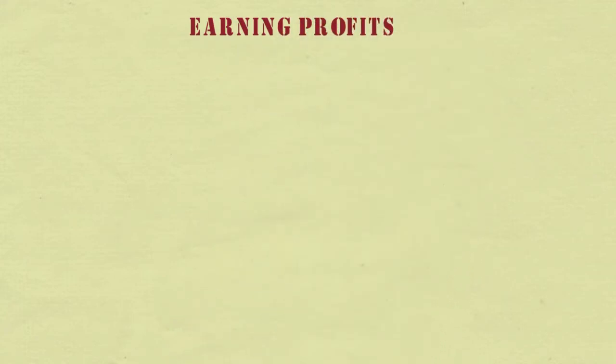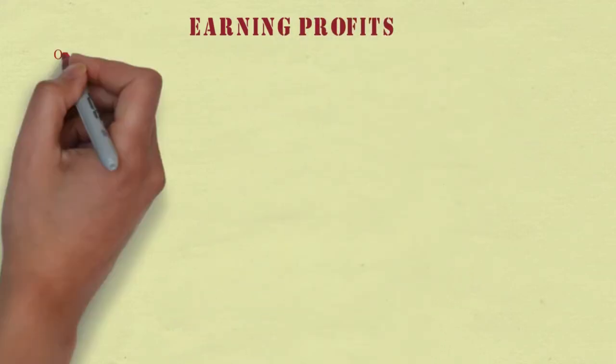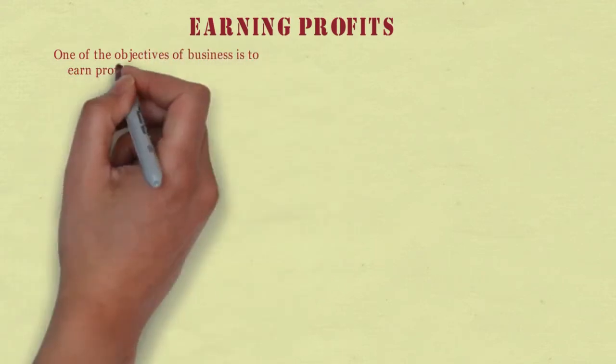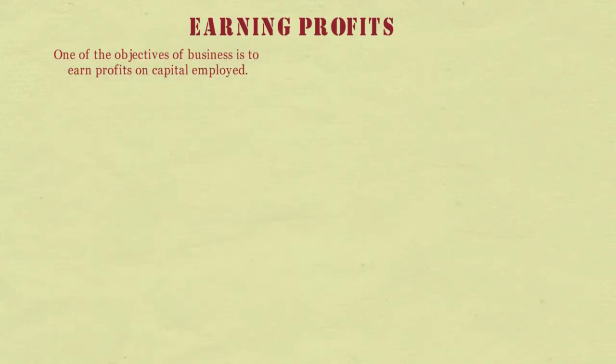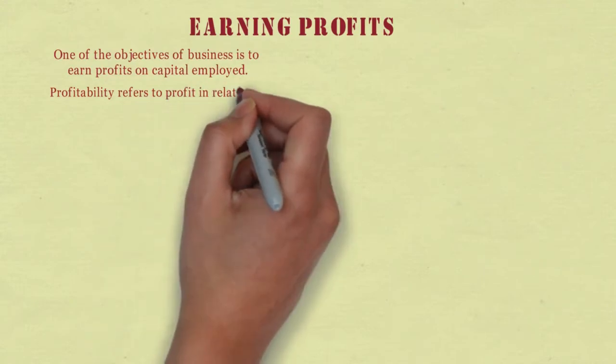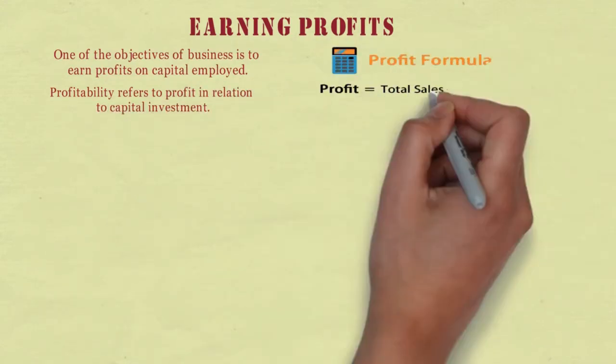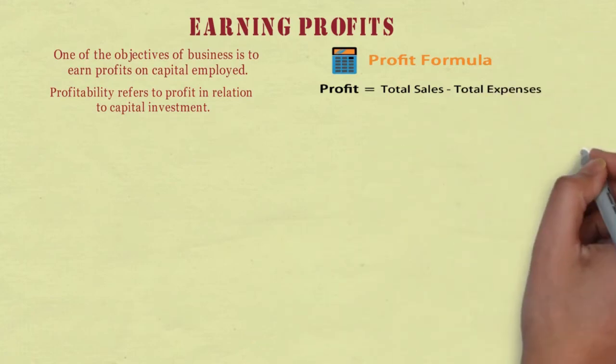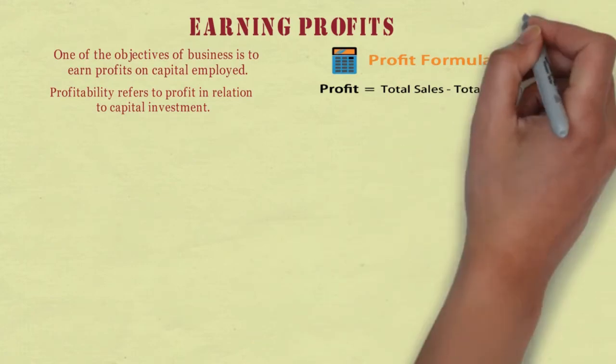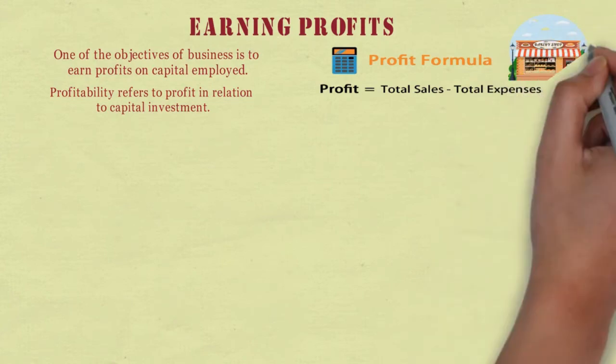Earning profits. One of the objectives of business is to earn profits on capital employed. Profitability refers to the profit in relation to capital investments. Now, how is profit calculated? It is total sales minus total expenses.